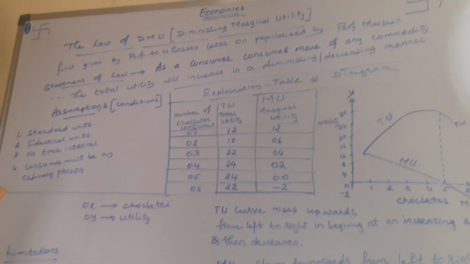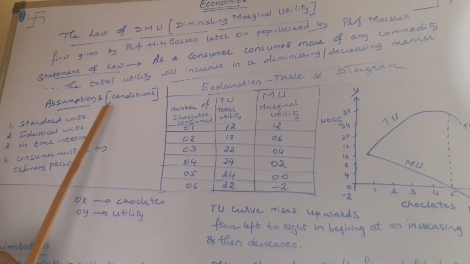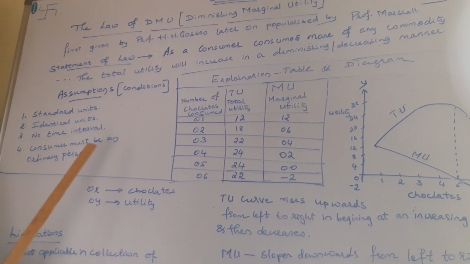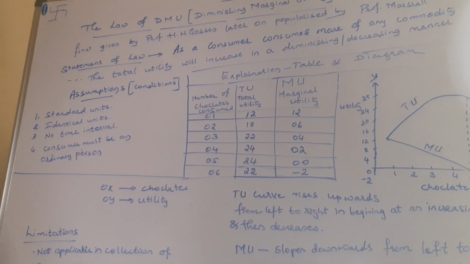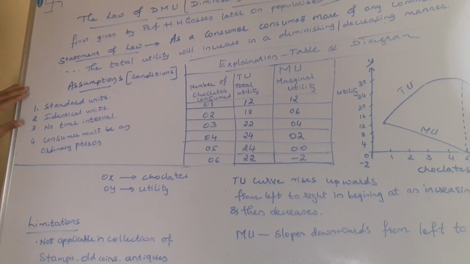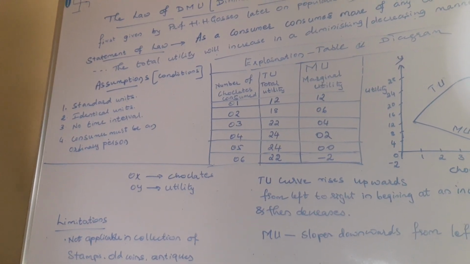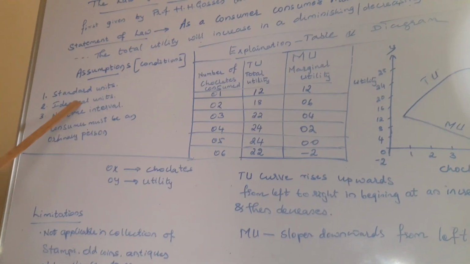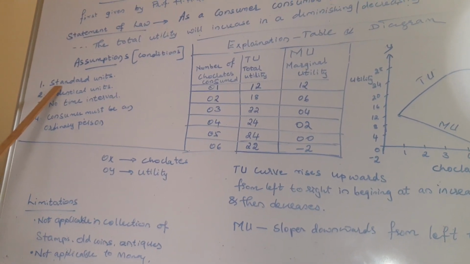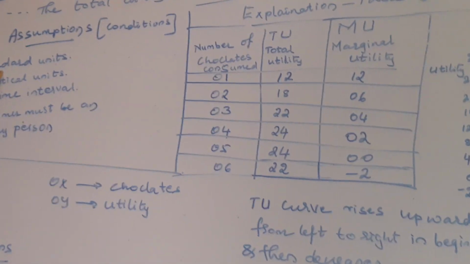So the law of DMU is based on certain assumptions or conditions. So what do you mean by assumptions? The assumptions are those which are required to construct a particular theory. So what are the assumptions of the law? The first assumption is the standard units. Please focus on this, the standard units.